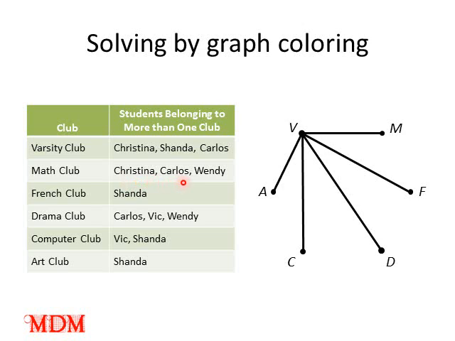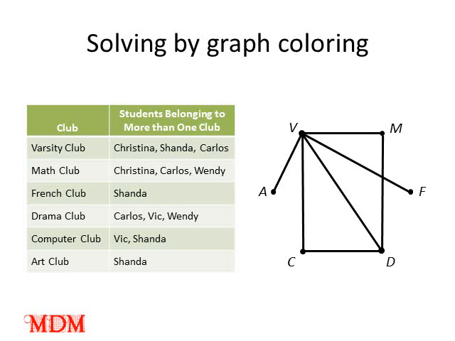Moving down the list, we've already worked with Christina and Carlos in the math club. Wendy is a different student than we've seen before. She's also in the drama club, so the math club and the drama club will need to be connected. In the French club, we have Shonda. We've already worked with Shonda, so we're going to move down to the drama club. Carlos is the first student listed there, and we've already worked with him. Vic is a different student than we've seen before, so let's see where else he's a member. He's a member of the computer club. That means the drama club and the computer club need to be connected. And then the next student in the drama club is Wendy. We've already worked with Wendy. And moving down the list, we see that we've already taken care of these students as well.